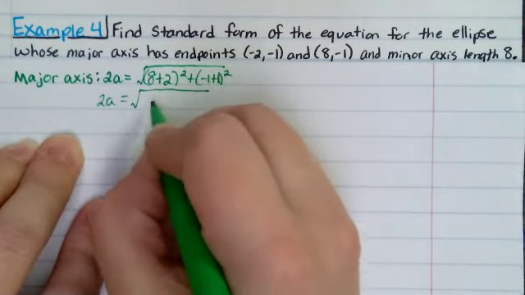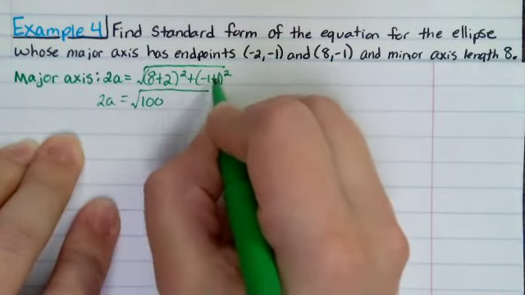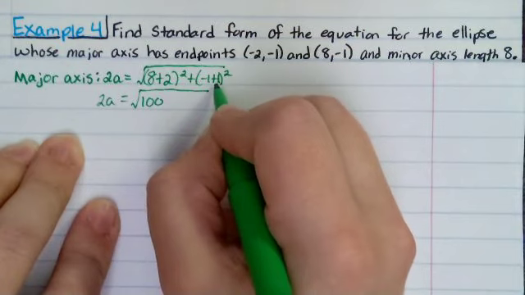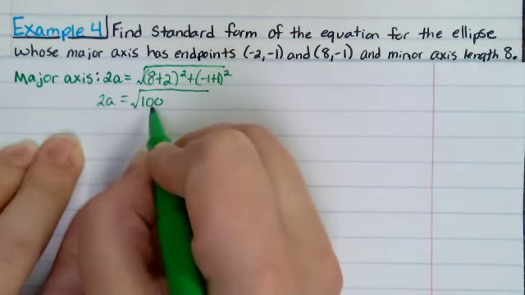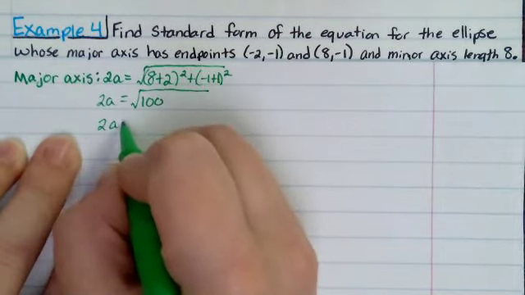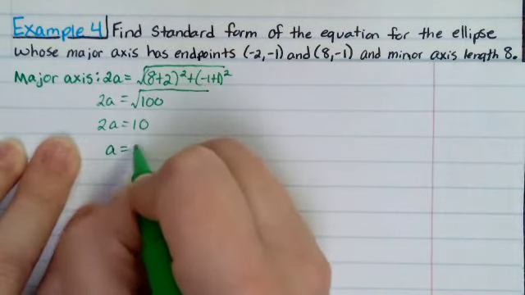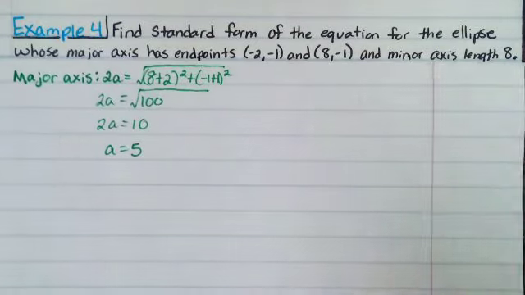8 plus 2 is 10, squared is 100, and then over here, negative 1 plus 1 is 0, so that's not even important to put. The square root of 100 is going to be 10, so a is 5. Okay, so however you get a, that's fine.